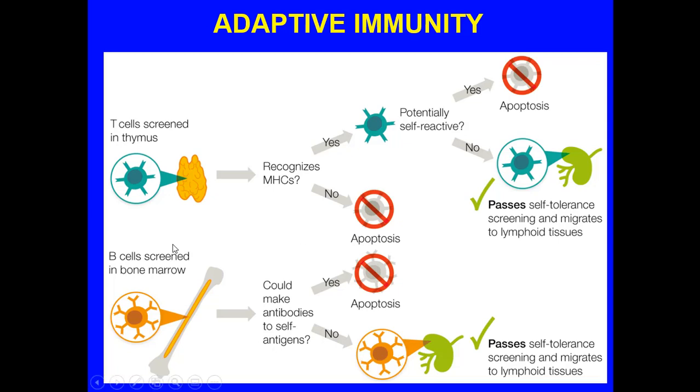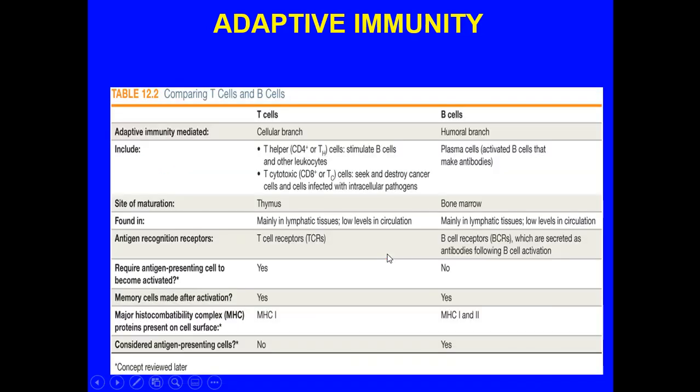Okay? So here you have the T cells screened by the thymus. Do they recognize the MHCs? Yes, fine. Are they potentially self-reactive? Yes, they're destroyed. If any of this is no, well, recognize the MHCs? No, that's apoptosis, programmed cell death. If it's potentially self-reactive, no, then it passes for self-tolerance and migrates to lymphoid tissues. Same thing for the B cells. Could they make antibodies to self-antigens? Yes, it's targeted and destroyed. No, it's then passed on because it passes the self-tolerance screening, and migrates to the lymphoid tissues.